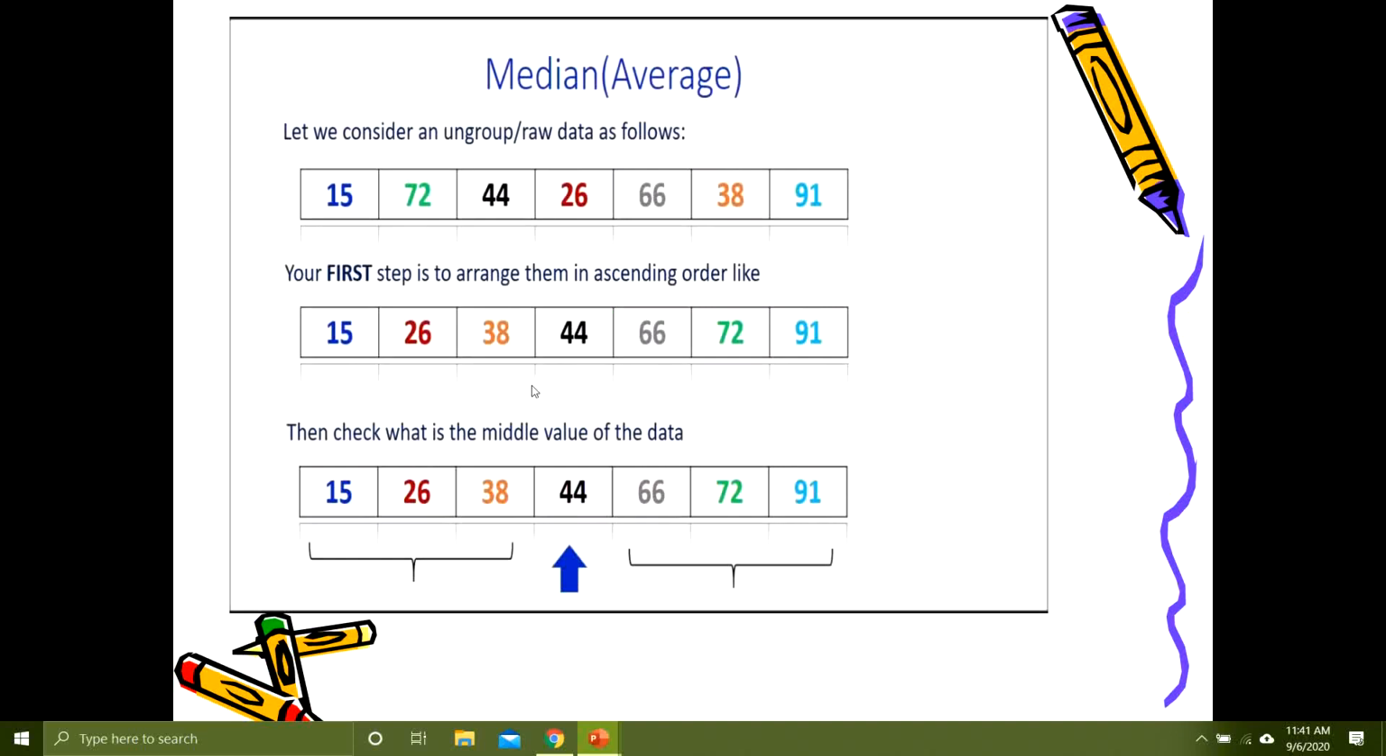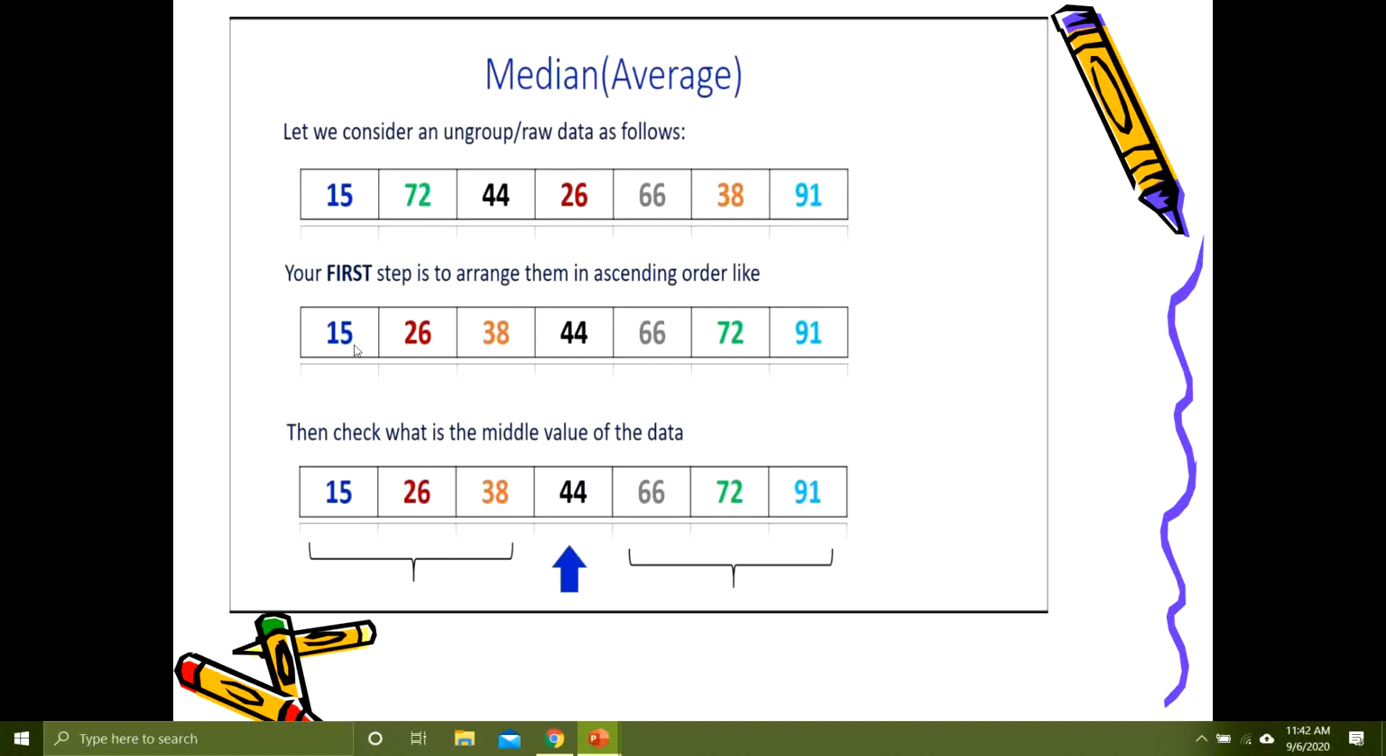An example is to consider this data. Let's suppose this data of scores starts from 15 and goes to 91, and there are people who have scored 26, 66, 72 and 38. It means there is a wider variation. So by looking at the data, we will know that the mean will not be meaningful in this case.